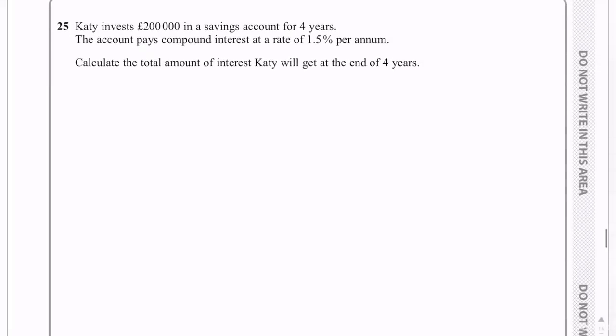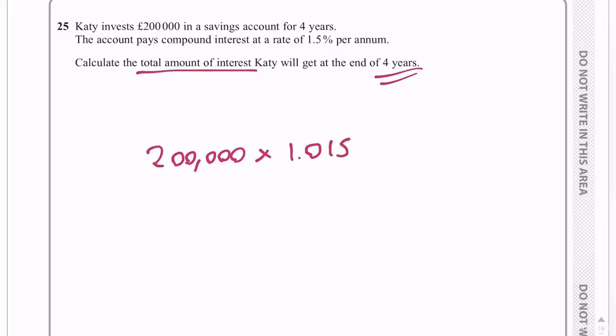Right, Katie invests £200,000 in a savings account for 4 years and it's a compound interest rate of 1.5%. Calculate the total amount at the end of 4 years, and that's the total amount of interest. So we've got to be careful here. We can get the answer for how much money she's got quite quickly. We can do 200,000, we times it by 1.015 when we're increasing for compound interest, 1.5%, and then we can do that to the power of 4. So for 4 years, it will just multiply it for us.